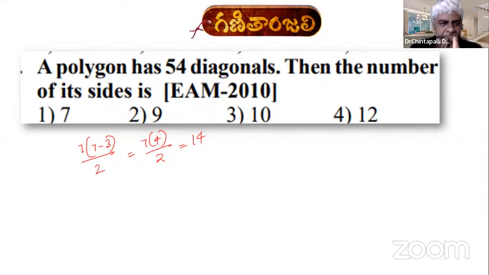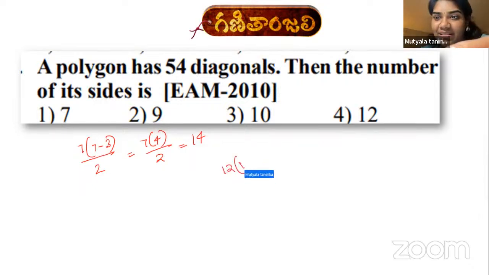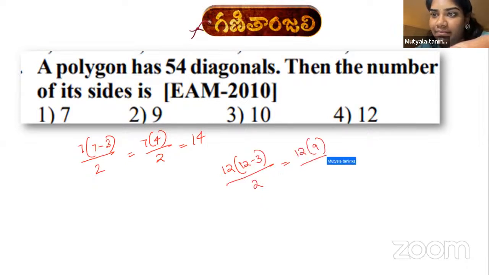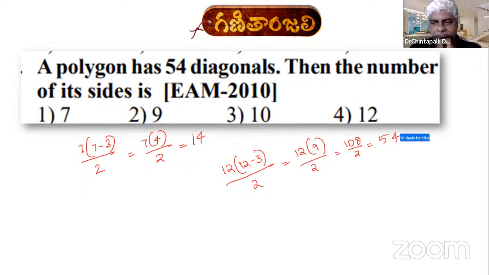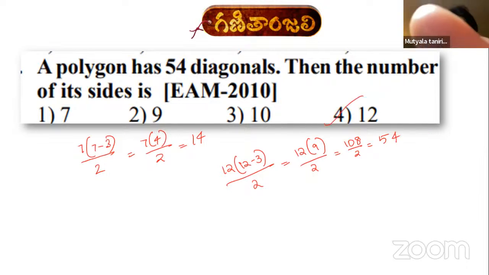Are you sure? Yes, sir. 12 times 12 minus 3 by 2. That equals 12 times 9. That's good. The answer is 12, right.